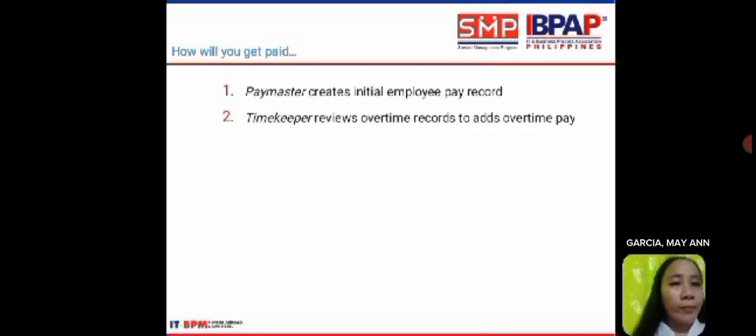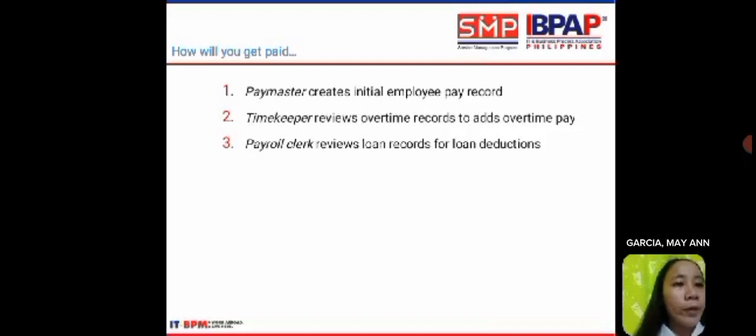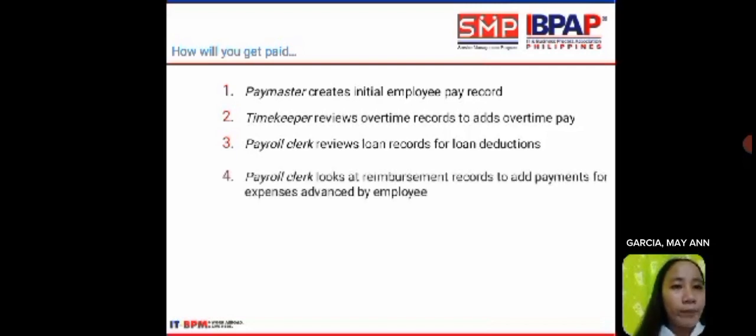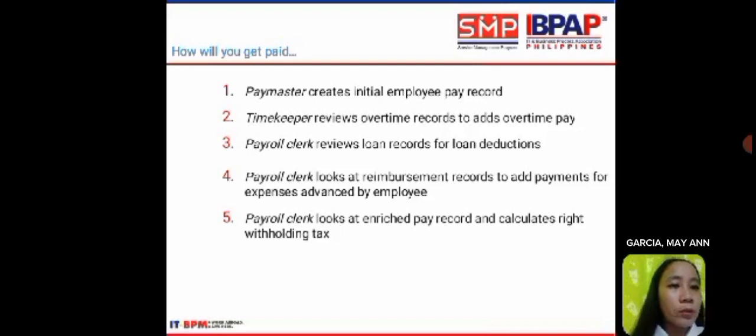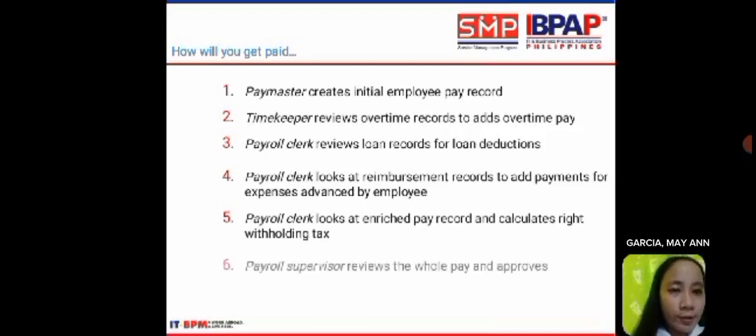How will you get paid? First, the paymaster creates the initial employee pay records. Second, the timekeeper reviews overtime records to add overtime pay. Third, the payroll clerk reviews loan records for loan deductions. Fourth, the payroll clerk looks at the reimbursement record to add payment for expenses advanced by the employee. Fifth, the payroll clerk looks at the enriched pay record and calculates the right withholding tax.